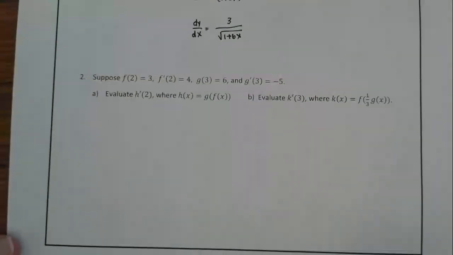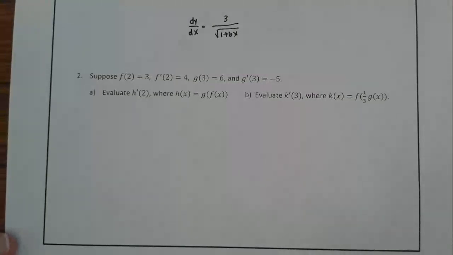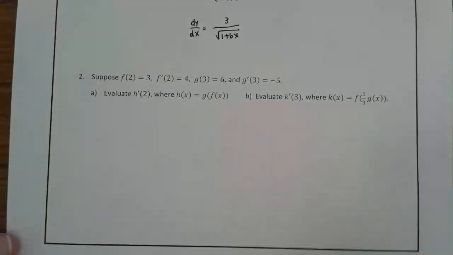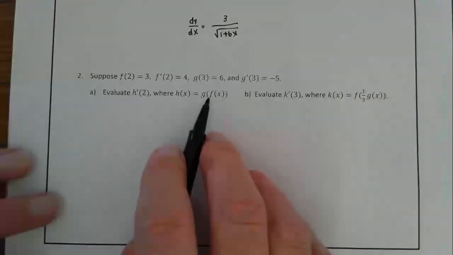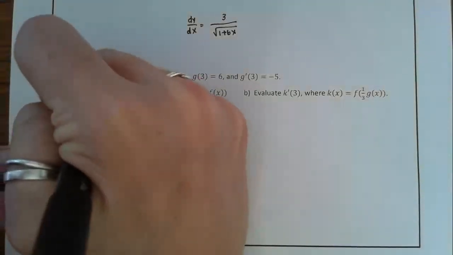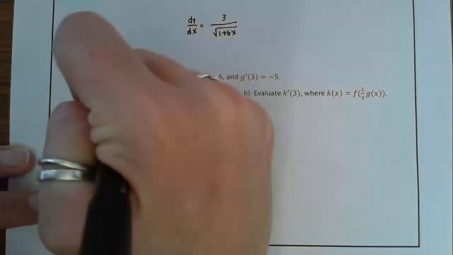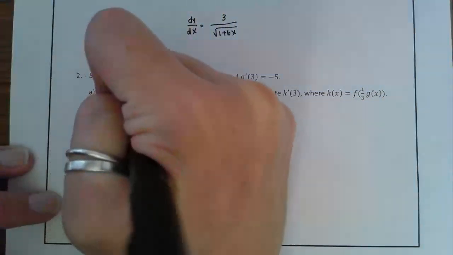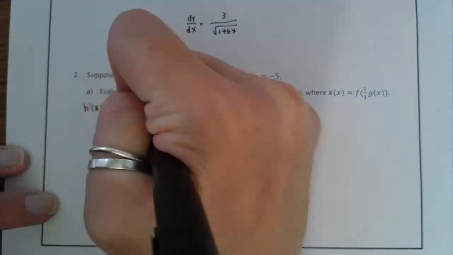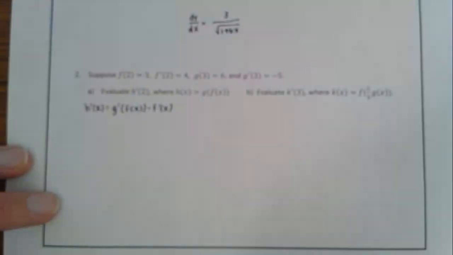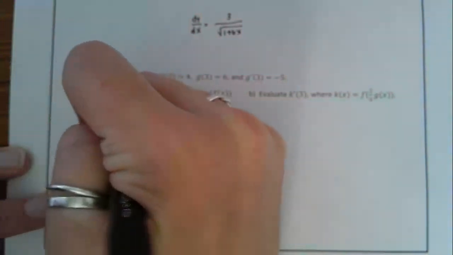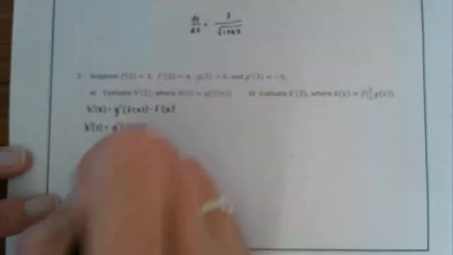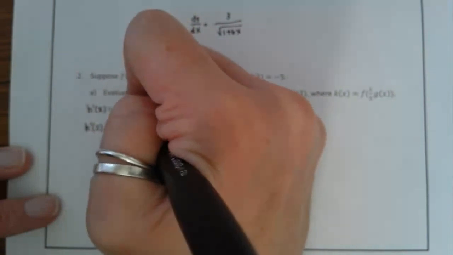Okay, and our last piece here, similar to what we did in the chart, except I just gave you values up here. So we're looking for h prime of 2. We're given a composite function for what h is equal to. So first thing I'm going to do is write out a rule. So h prime would be equal to g prime of f of x times f prime of x. So if I want to evaluate h prime of 2, g prime times f of 2, or sorry, g prime of f of 2 times f prime of 2.